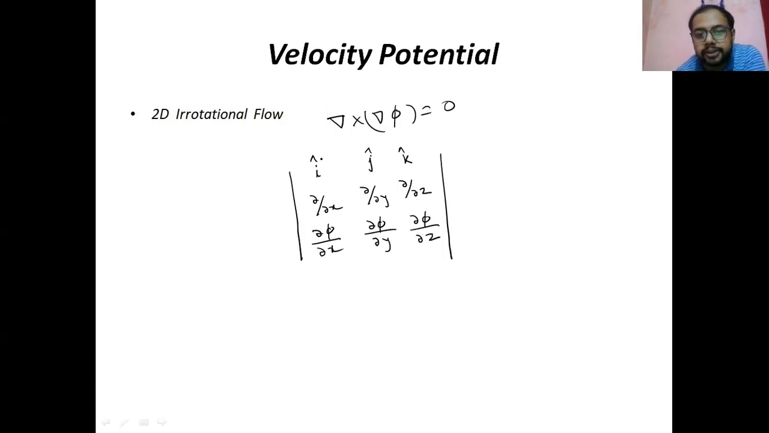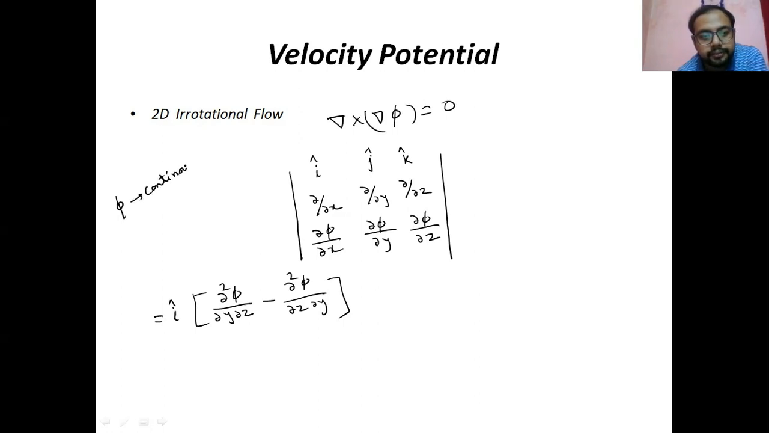If you go for the curl operation of it, you will get i component: del del y of d phi dz, so it comes as del square phi by dy dz, minus del del z of d phi dy, so del square phi by dz dy. If phi is a continuous function, both are the same, so it becomes zero.